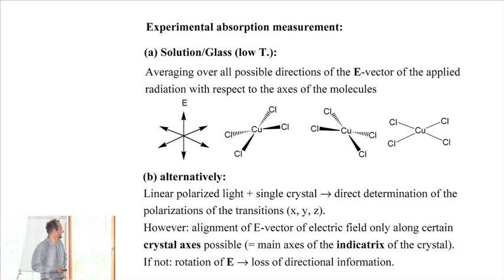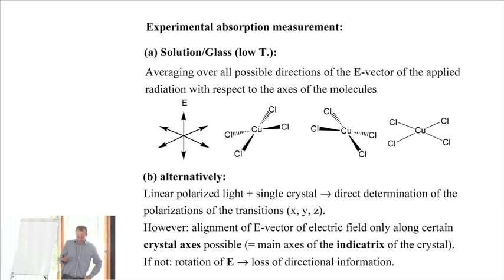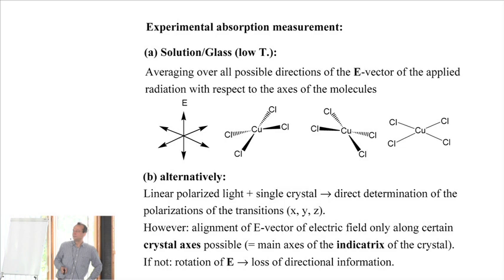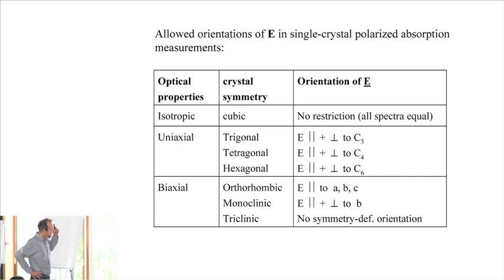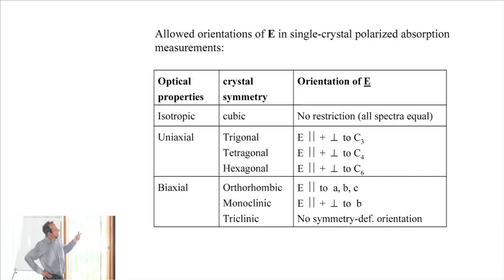However, you have to be careful because you can only align the electric field vector of your incoming radiation along certain crystal axes. And these crystal axes define the so-called indicatrix of your crystal. If you are not following this rule, you get a rotation of your E vector within the crystal, and you lose your directional information. And this indicatrix, or these allowed directions, depend upon the crystal symmetry. For an isotropic crystal with cubic symmetry, you can go in any direction you want.